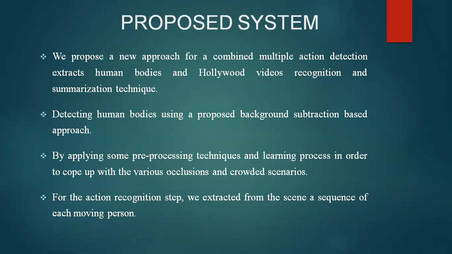Now I'm going to explain the proposed system. We proposed a new approach for a combined multiple human action recognition and summarization technique. It starts by detecting human bodies using a background suppression method, applying some pre-processing techniques and a learning process in order to cope with the various occlusions and crowded scenarios. The action classification is performed using two methods: cosine similarity measure for comparing the current actions with the training data sets, and the second one is a convolutional neural network model to classify actions of images in the input.